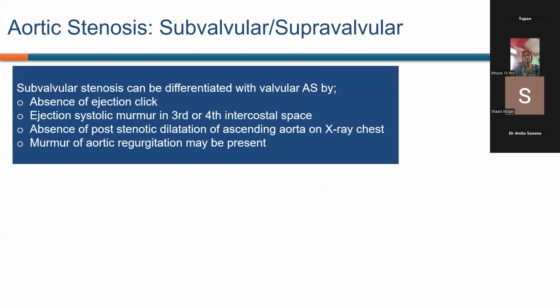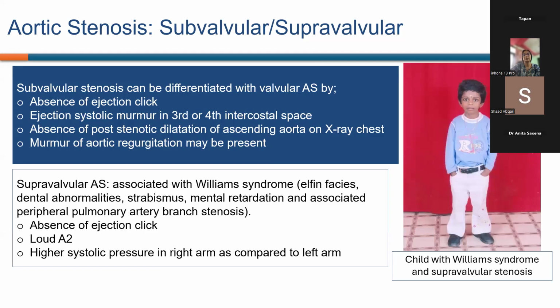Ejection systolic murmur will be a little lower down. Again, it may appear like that of a VSD. There will not be post-stenotic dilatation of ascending aorta, and you may have associated murmur of aortic regurgitation. As I said, this could be because of a membrane called subaortic membrane. It could be because of a muscular narrowing. And in both cases, because of the jet striking the aortic valve, often these patients have associated aortic regurgitation, which, if significant, may be audible clinically.